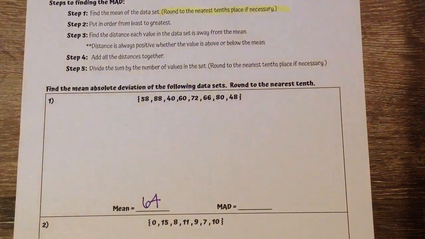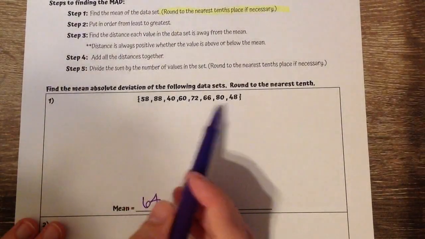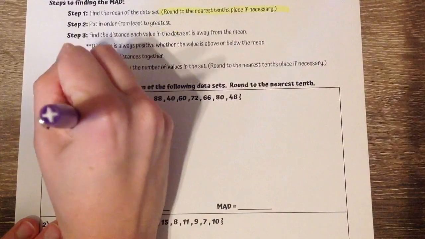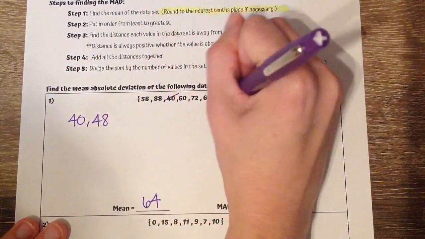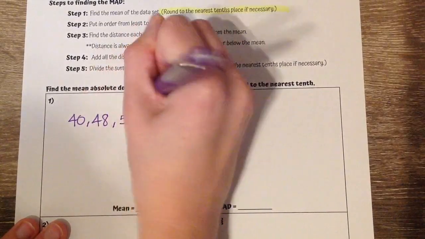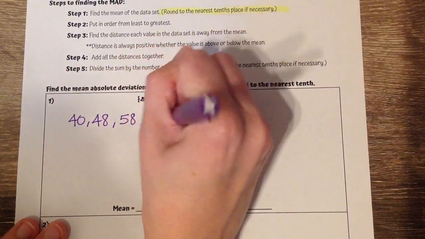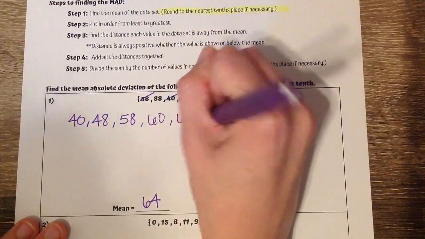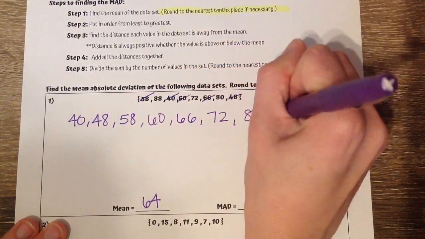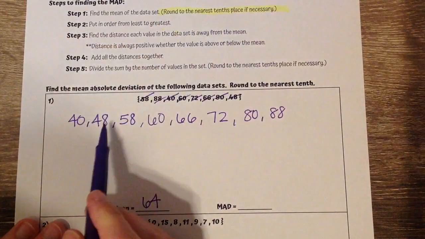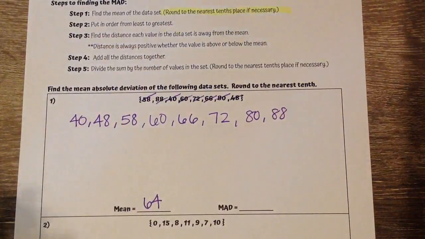Now the second step, technically you don't have to do this, but when we're finding this anyways, we're already going to have it in order from least to greatest, because we're going to be finding the other measures of variation. I like to have it in order too because it makes it easier for me to do the math in my head. So I'm going to go ahead and list this in order. We've got 40, 48, 58, 60, 66, 72, 80, and 88. Just make sure: 1, 2, 3, 4, 5, 6, 7, 8. Perfect.